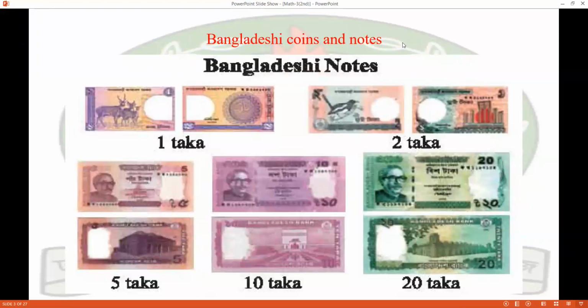Now the Bangladeshi notes. You see that in the first one there are 2 notes. These are the 2 sides of the 1 taka note. This is the 1 taka note. These are the 2 sides of the 2 taka note. This is the 5 taka note, the 10 taka note, and the 20 taka note.